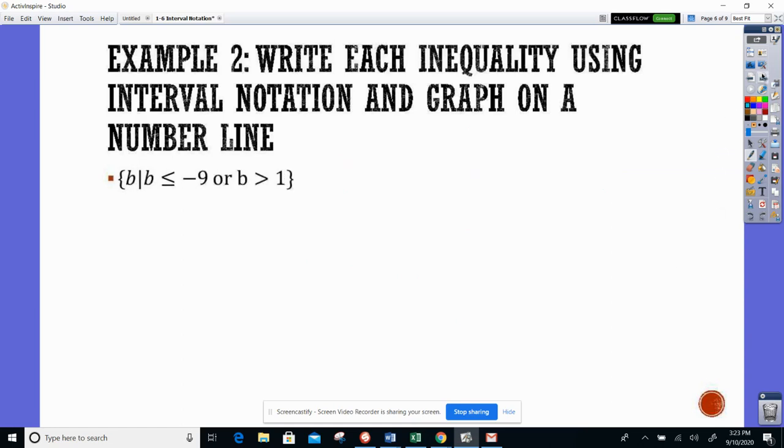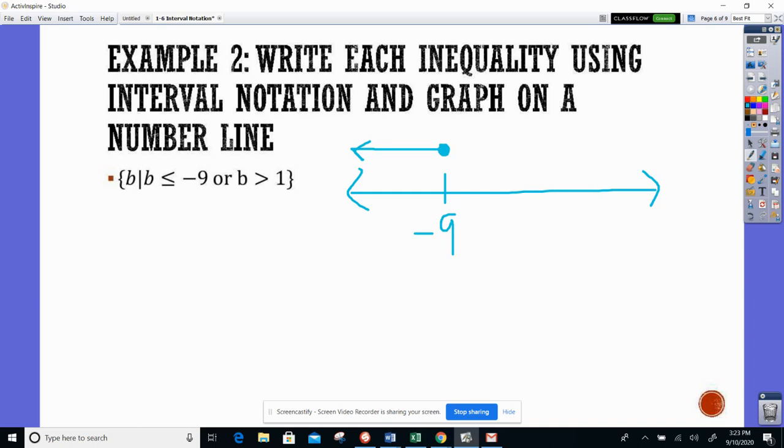All right, the next example we have, we're going to do the exact same thing. We're going to start with our number line. This is actually a compound inequality, so we're going to have two parts. Our first part is at -9. It says b is less than or equal to -9. Since it's less than or equal to, I'm going to have a closed circle. So I'm going to go ahead and draw in that closed circle. And since it's less than or equal to -9, it means my arrow is going to go to my left because all of these numbers are less than -9.